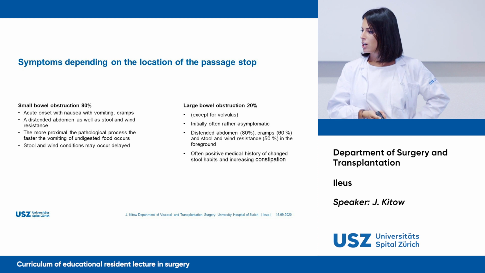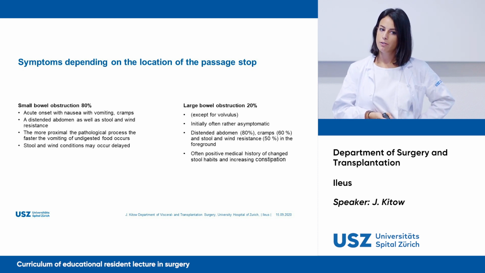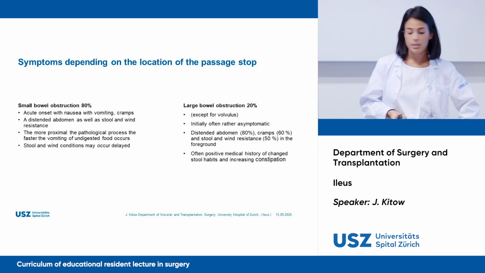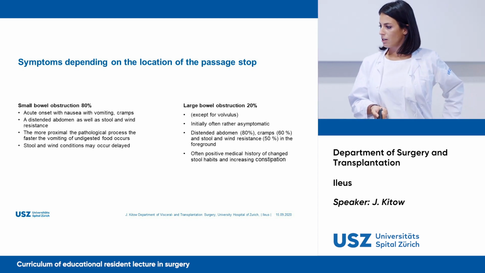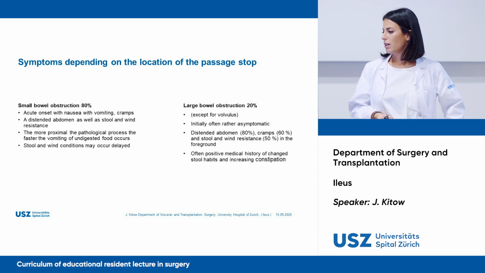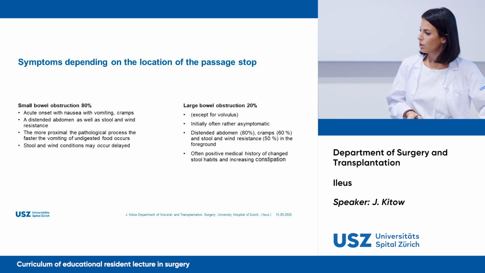And when we talk about large bowel obstruction, except for sigmoid volvulus, this is normally a long story, but often with a positive medical history of changed stool habits and wind habits and increasing constipation. And clinically, we will find a patient with distended abdomen, cramps, and as I said before, stool and wind retention in the foreground.